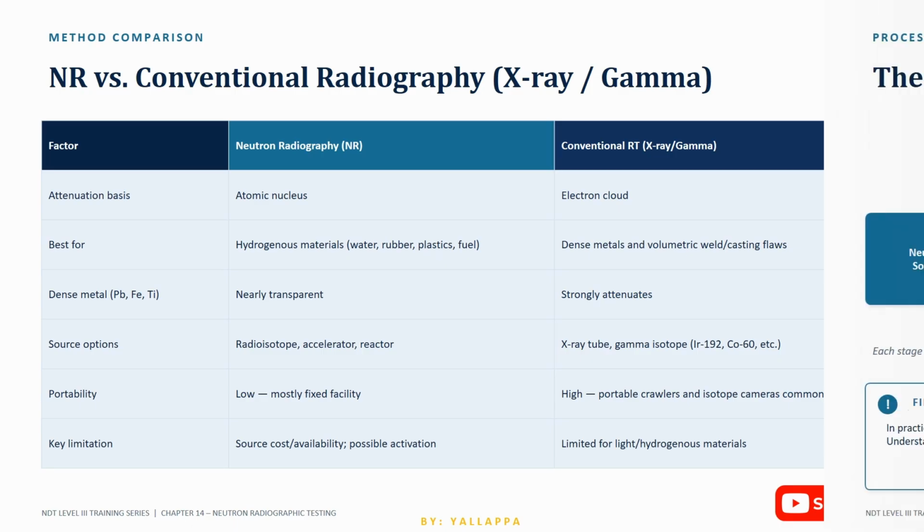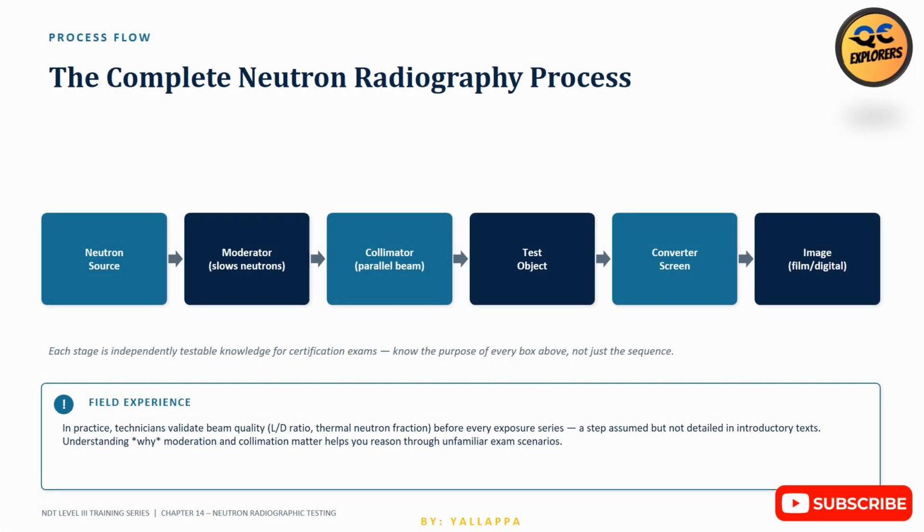Now that we've covered each individual component of neutron radiography, let's bring everything together by reviewing the complete inspection process from beginning to end. As a Level 3 professional, you should be able to explain this sequence confidently because it demonstrates your understanding of how every stage contributes to producing a high-quality radiographic image.